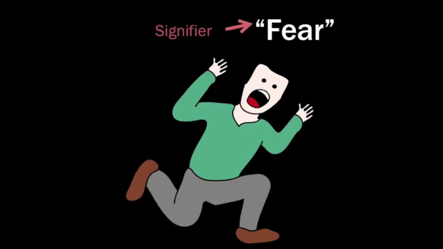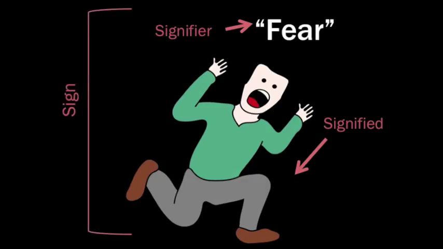This three-part concept can also be applied to a more abstract term like fear. The word fear is the signifier. The signified would refer to the concept of a person being afraid of something, the increase in blood pressure, and the fight or flight instinct. Again, the combination is referred to as the sign.